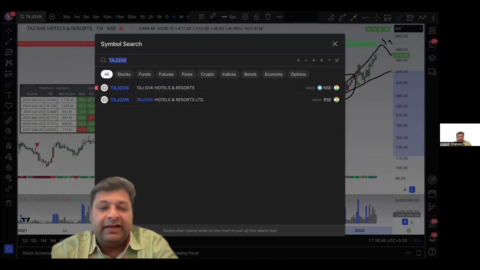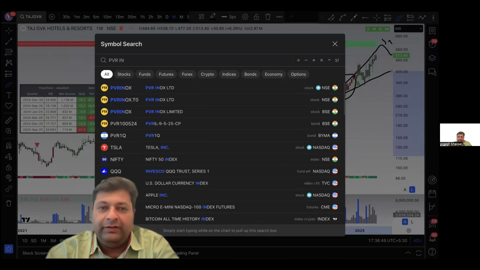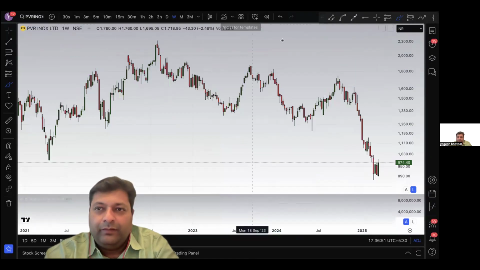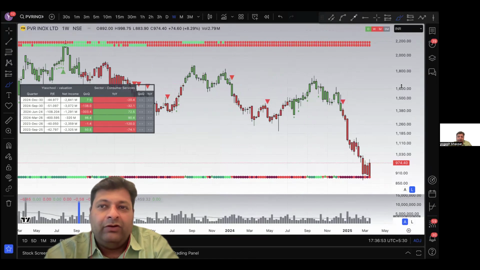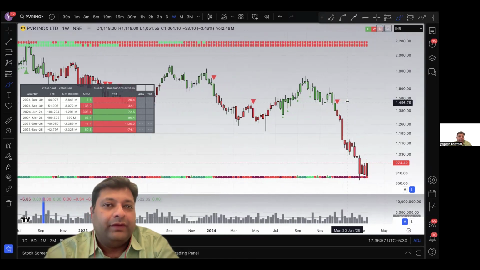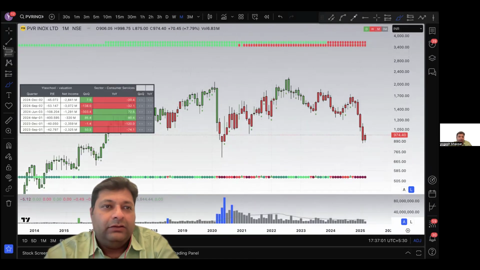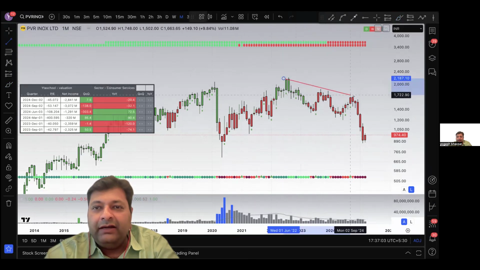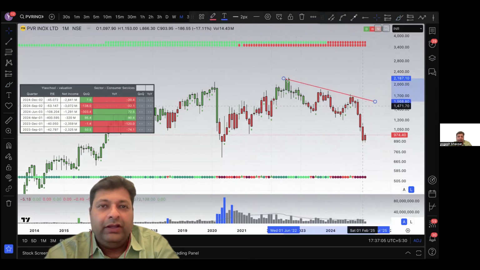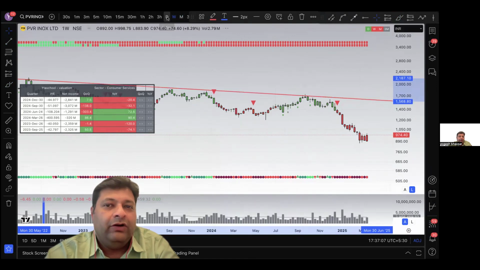So let us see an example of, say, PVR Inox. Now, if you see PVR Inox, the monthly and weekly are red in color. If you see the monthly, the entire trend is down. So what happens on the weekly or daily time frame?